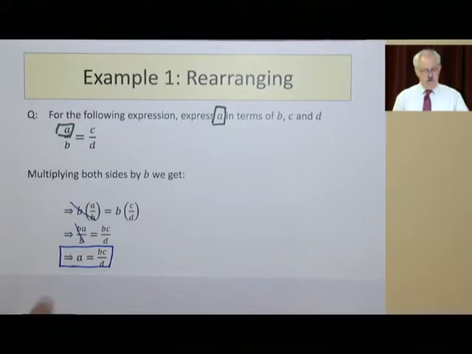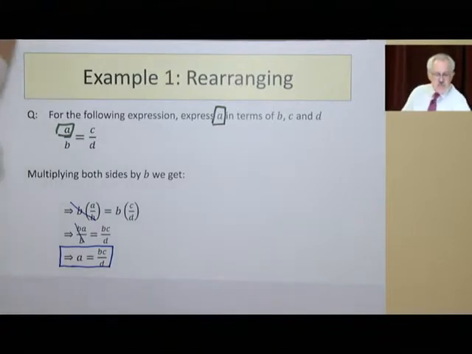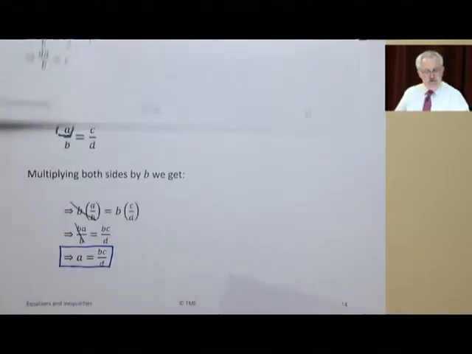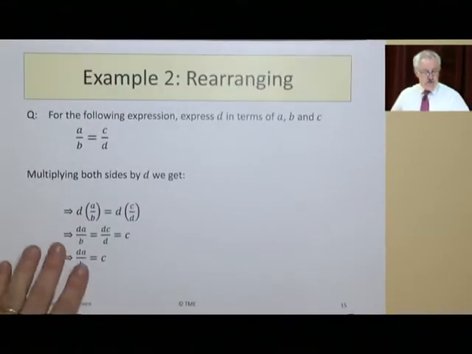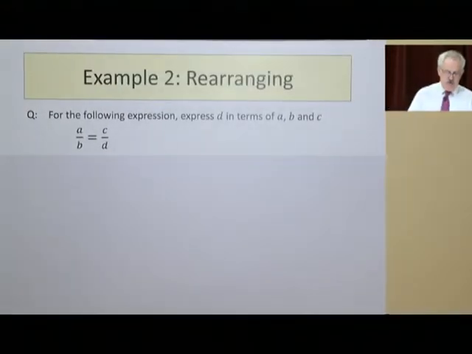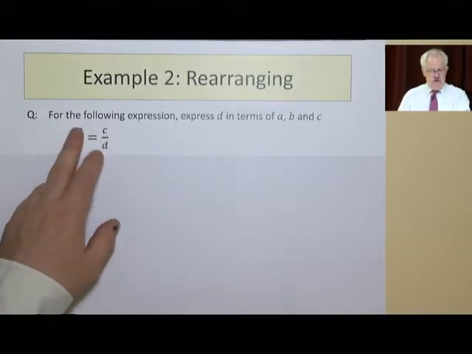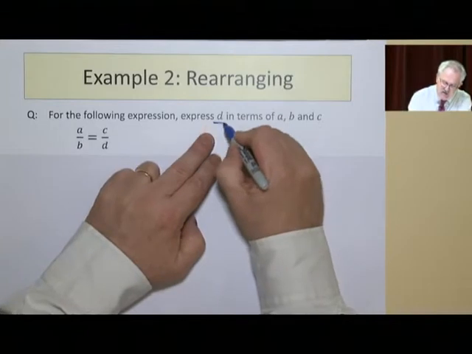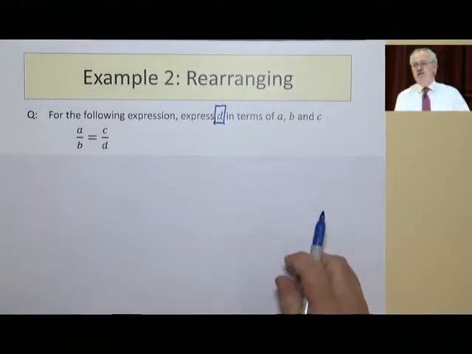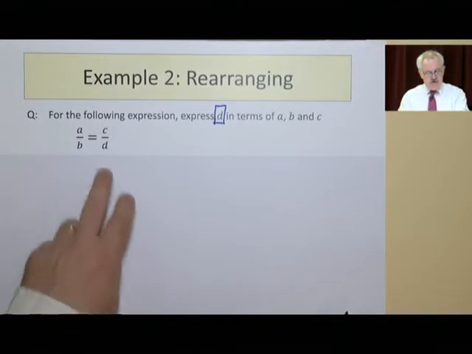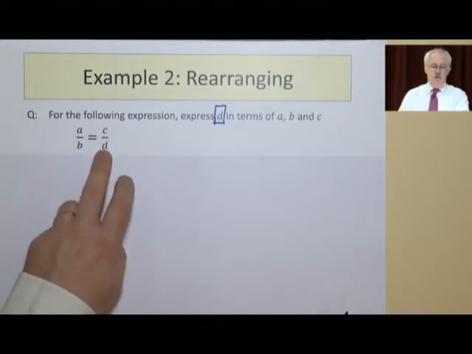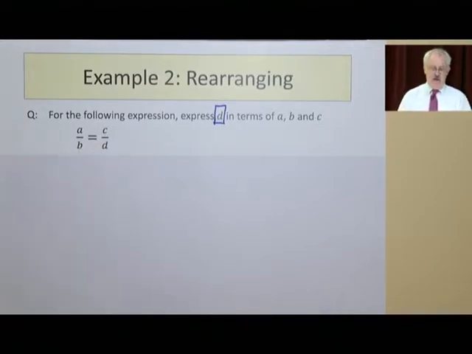Straightforward as that. So just express A in terms of the others. So if I know the three others, B, C, and D, I have my answer. Now, here's the same question, the same formula, but the focus is different. A over B is C over D. For the following expression, express D in terms of A, B, and C. In this situation, I want to know about D. I have the other three numbers, but I want D.